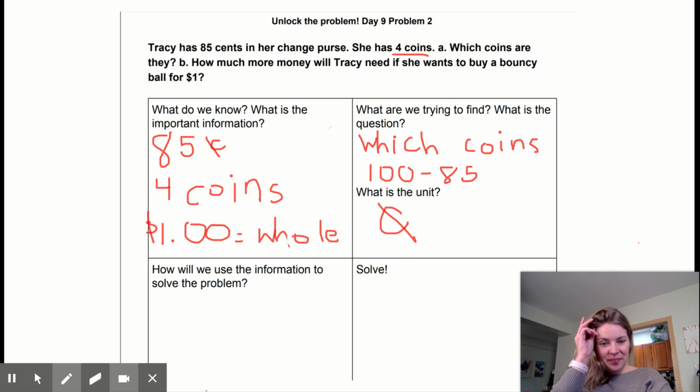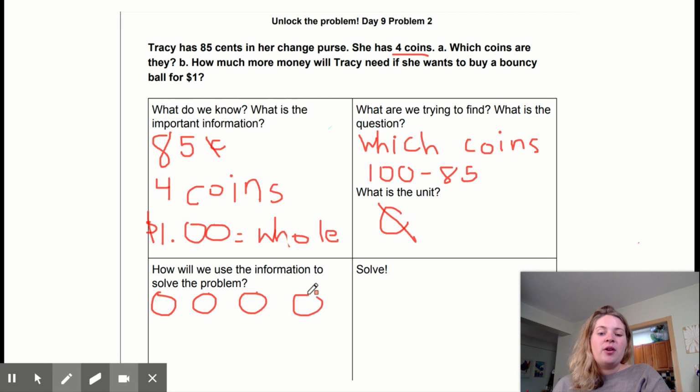All right. How will we use this information to solve the problem? Well, we know we can only have 4 coins. And then we also know that we're going to be doing 100 minus 85, which we could do many different ways. So you will need to choose your strategy to help you solve. Maybe you'll do it the vertical way. Maybe you'll model. Whatever you decide to do is totally fine with me, okay?